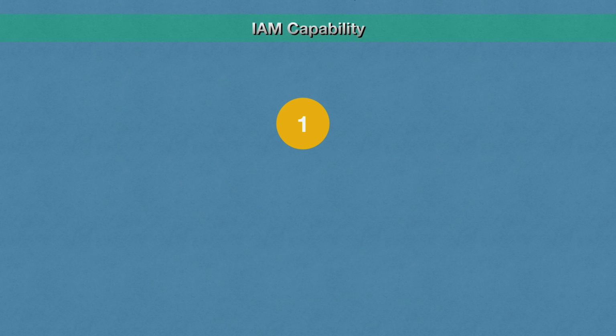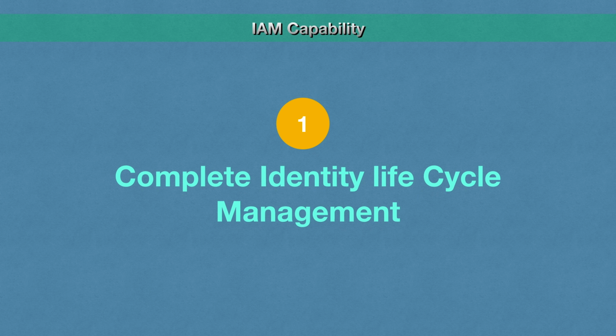Now let's talk about IAM capabilities. To help you understand its capabilities better, I'll try to keep it simple. And the first capability is that IAM offers complete identity lifecycle management, like user creation, credential management, entitlement, provisioning management, compliance, auditing, and reporting, everything under one umbrella.